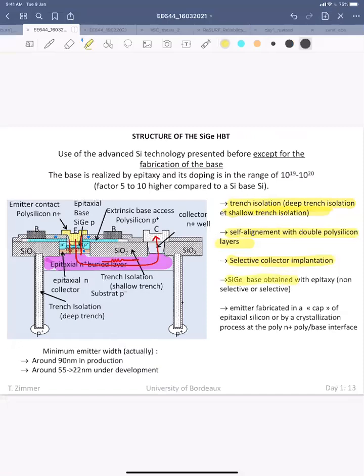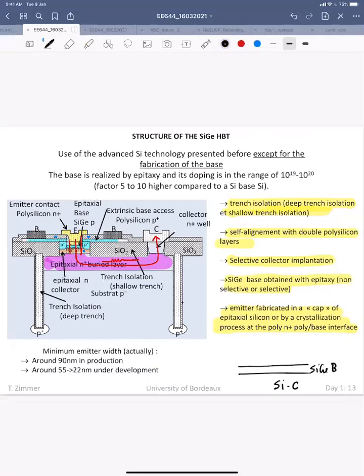The silicon germanium base is obtained with epitaxy. So as I told you, you have your collector, then on top of that you deposit your base, and on top of that you deposit your emitter, right? In the real process, when you actually fabricate, you have your collector, and you deposit the silicon germanium base. So this is silicon, this is silicon germanium base, this is silicon collector.